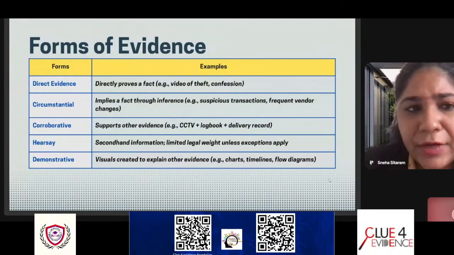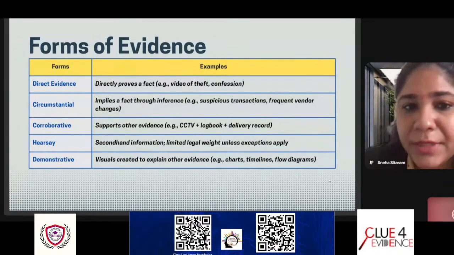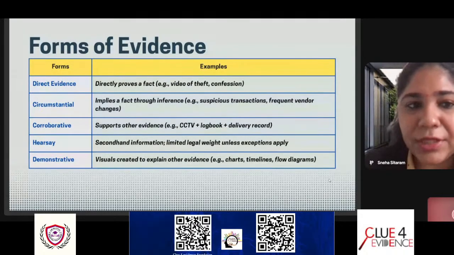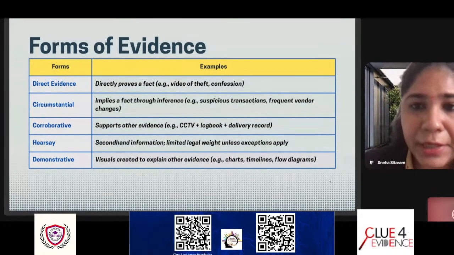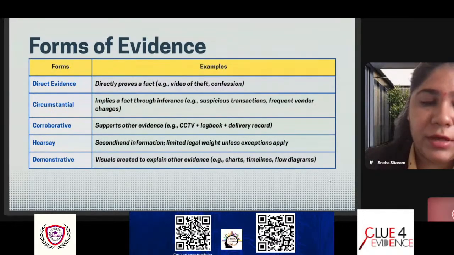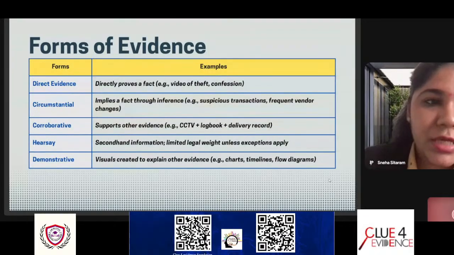And hearsay is only second-hand information, and normally this is not admissible. But in really specific situations, it can be a tip, or it can be a direction to the evidence, or to confirm the evidence.